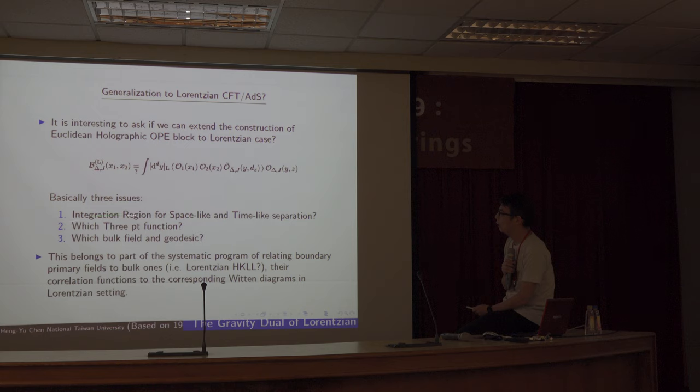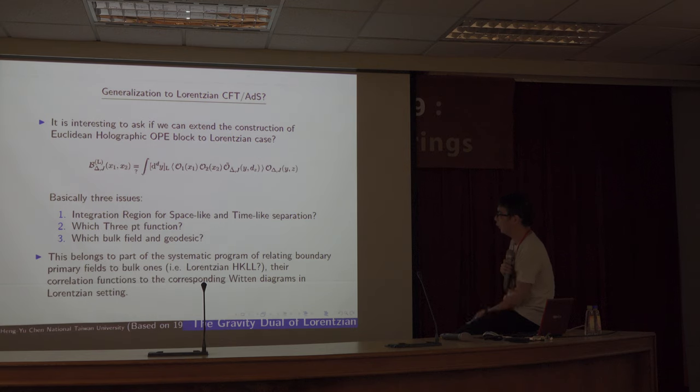So there are basically three issues in pushing from Euclidean to Lorentzian. First is that, in the Lorentzian case, of course, we need to think about spacelike and timelike cases. So how is that going to change the integration for the exchange point? I mean, here we're coming back to the physical space coordinate. How is that going to change the integration region for each of those cases?